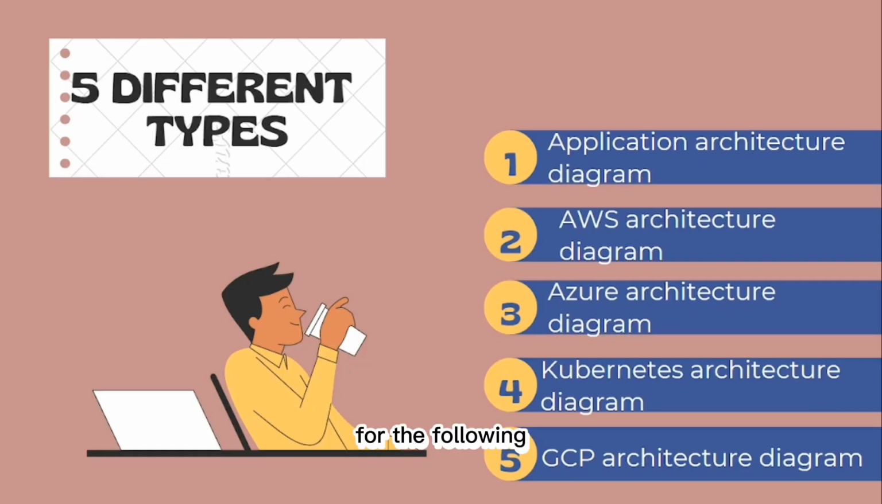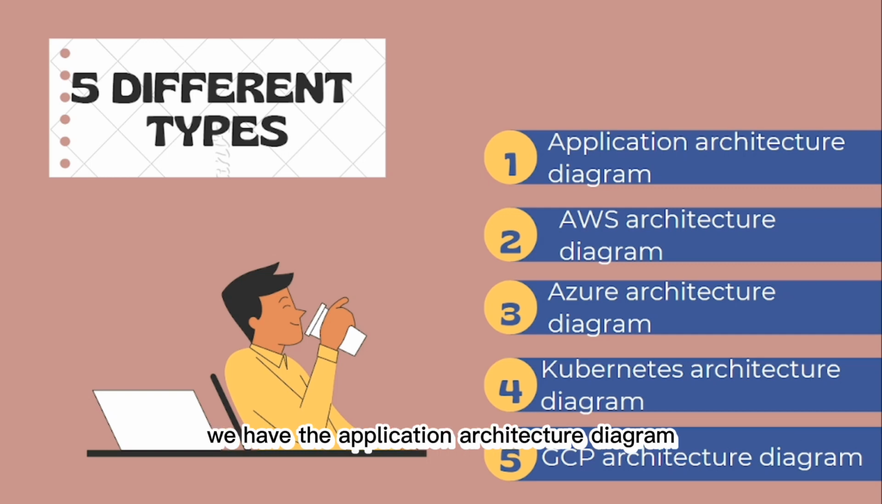For the following, we have the five different types of diagram. We have the application architecture diagram, the AWS architecture diagram, the third one is the Azure architecture diagram, the fourth one is the Kubernetes architecture diagram, and last but not least, the GCP architecture diagram.